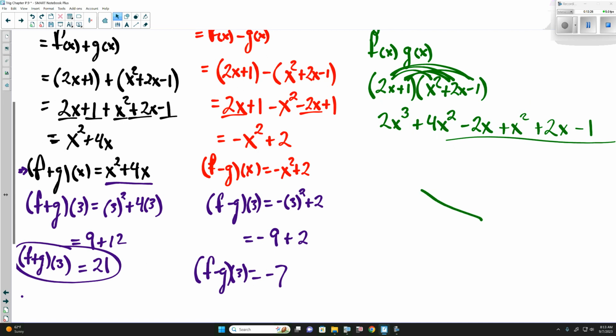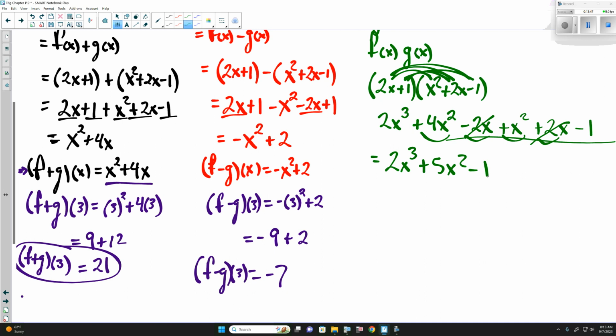Move it over here. You can go over there. Now, same thing, we'll end up with the same spot. 2x cubed, there are no like terms, so we're still going to have 2x cubed. 4x squared plus x squared is plus 5x squared. -2x plus 2x is again 0, and we have our -1. So our f times g of x is 2x cubed plus 5x squared minus 1.